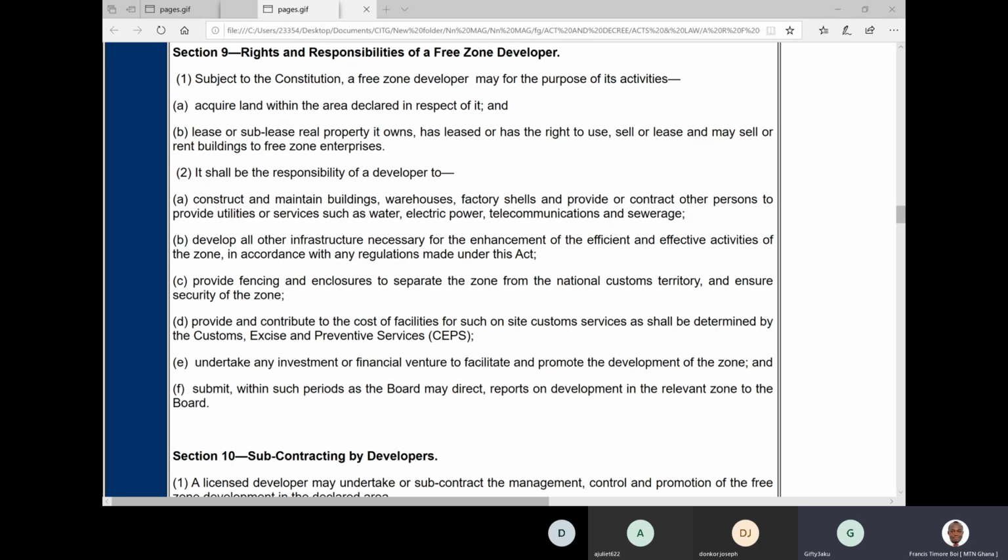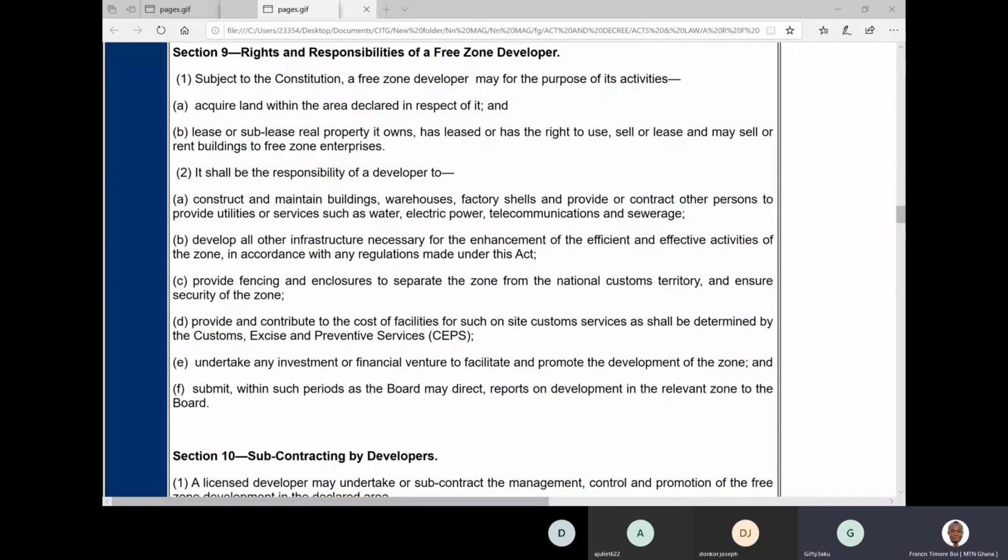Good. So you are supposed to undertake things that will also help develop the zone, and there are reports that they submit to the free zones authority. We will come and look at the penalties. There are also free zones regulations that we are supposed to look at. So after we finish the act, we will look at the regulations and then some of the penalties that are available for companies that do not comply with the law. You register, but if you don't comply, what are the penalties?